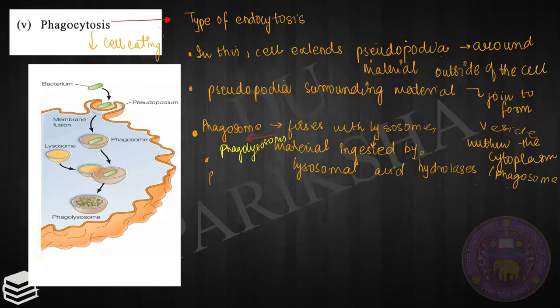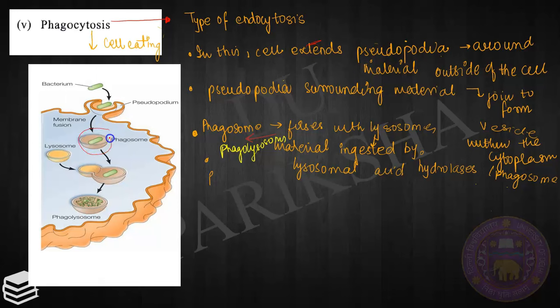Last one we have phagocytosis. So phagocytosis is a type of endocytosis in which material is taken up by the cells by the formation of the finger-like projections known as pseudopodia. In this cell extends finger-like projections, pseudopodia, around the material outside the cells. Then this pseudopodia eventually surround the material और एक तरीके से ज्वाइन कर जाएगी, और pseudopodia की जो मेम्ब्रेन होती है, that will join or fuse to form large intracellular vesicles in the cytoplasm known as phagosome.